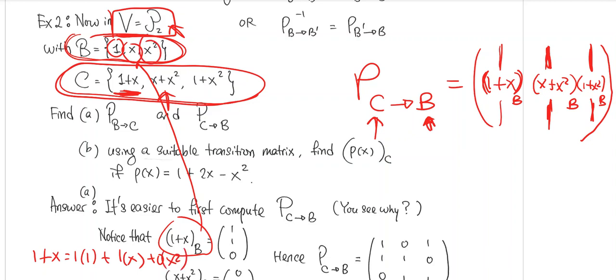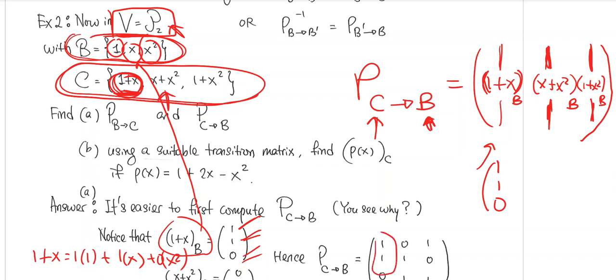So the coordinate of 1 plus x is 1, 1, 0. It's always an element's coordinates. Let me say that again. The coordinates of a vector is always an element in Rn. So this vector is a polynomial, but the coordinate is not a polynomial. It is 1, 1, 0. So you put it inside here. This is going to be 1, 1, 0. As you can see, that's the 1, 1, 0 right here.